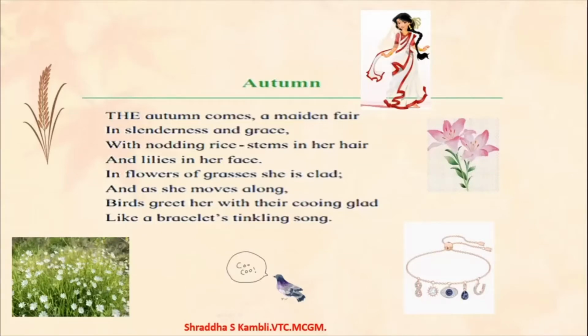So we are directly comparing the season of autumn to a girl, and at the same time we are saying that this is a season when there is rice and paddy all around, maybe other crops also, there are flowers and grass, and the birds are happy. On the whole, it is a very happy season. Alright, so this was the first stanza.